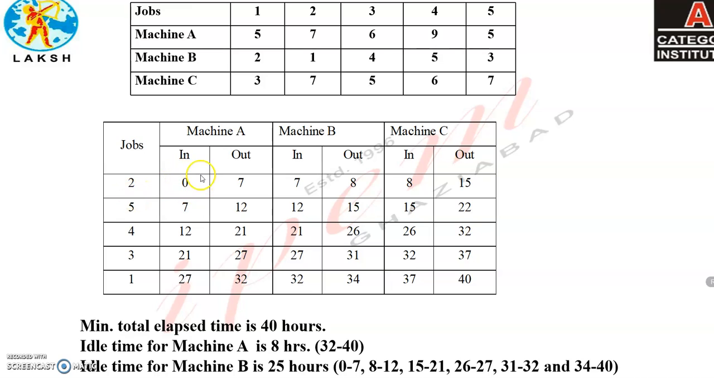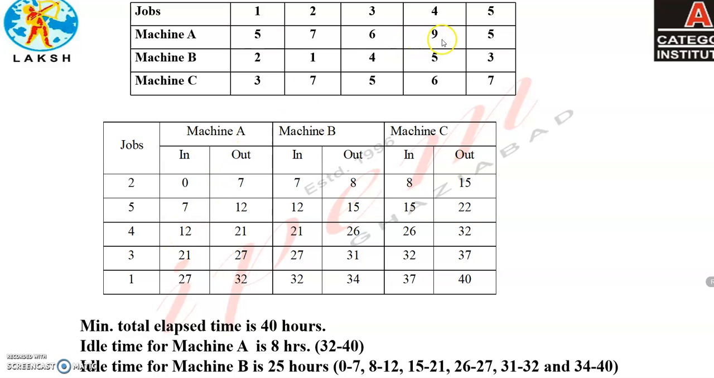So in front of 2 I have put 0. Now in 2 the time taken by the machine is 7. So next, in front of 5 I put 7. Now in job 5 the time given is 5. We will cumulatively add to the previous one. So 7 plus 5 is equal to 12.